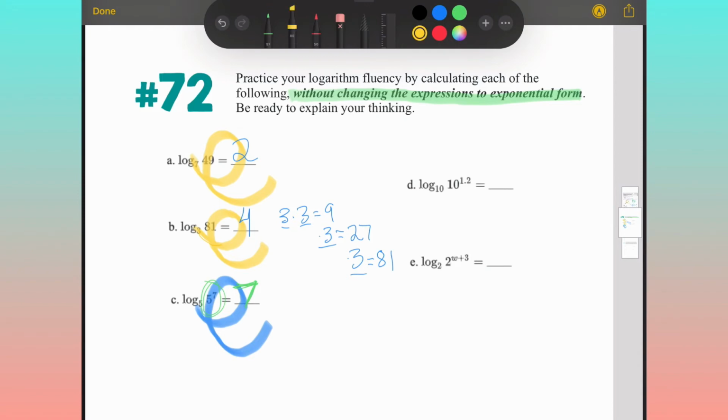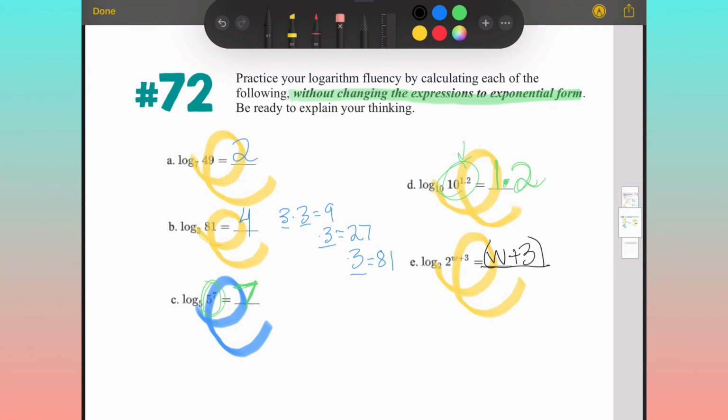All right, part D, 10 to the something equals 10 to the 1.2. Same idea as part C, so I'm going to leave that exponent in this form so that I know my outside value is 1.2. And one more. 2 to the something equals 2 to the w plus 3. Both of them have a base of 2. All I need for that outside value is that w plus 3. And I like to group anything with parentheses in these types of functions, just for safekeeping.